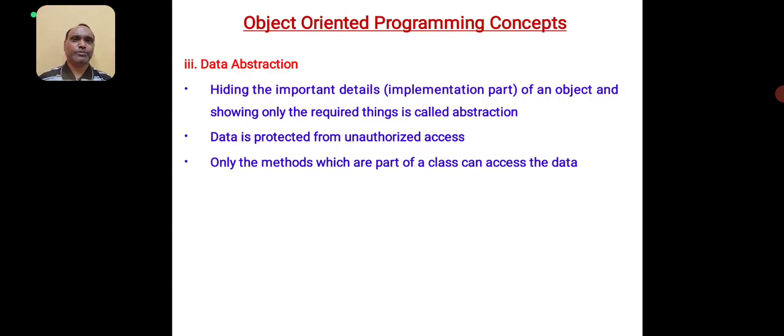Whatever information you are providing about an object, the user feels that only this information is available. So your data is secured. That is called data abstraction. In order to understand this data abstraction very clearly, I will give one example.